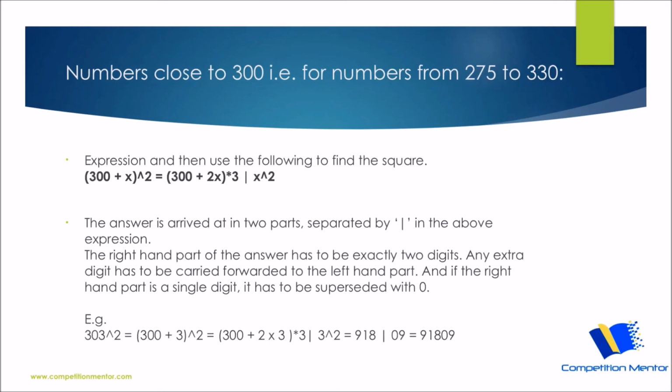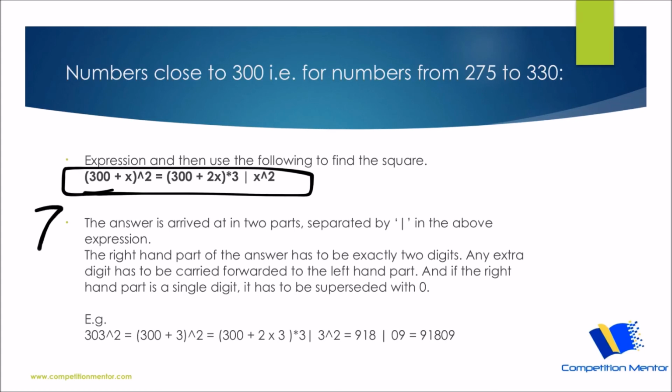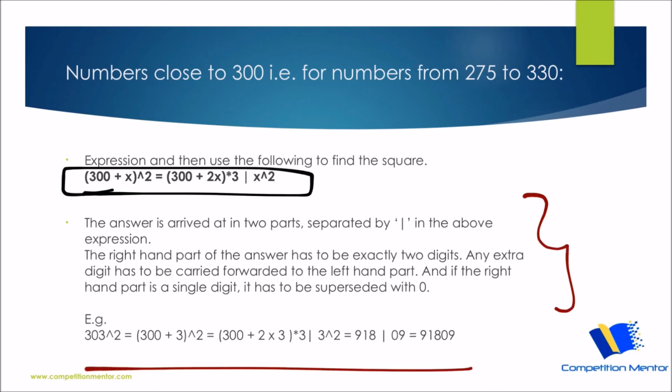Now numbers close to 300, for numbers from 275 to 330. So again the expression is this one, and it becomes really simple if you understand this expression from the previous example. So I will not elaborate here more. The rule again remains the same, and there is one example which is very self-explanatory with the reference of 300, the surplus of 3, the x into 2 and then into 3, and the last part as it is. You can try this with a lot of examples, put it in your mind, try to do it without pen and paper, and try to implement this in really daily life.